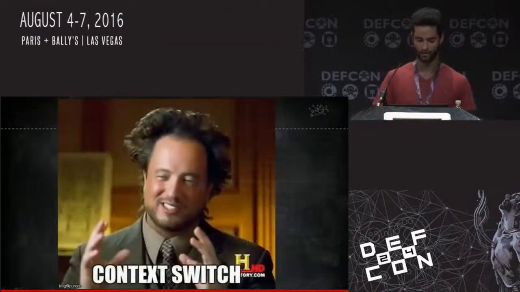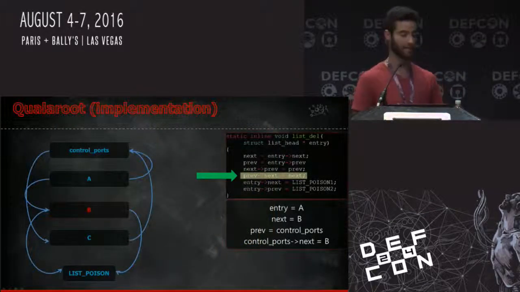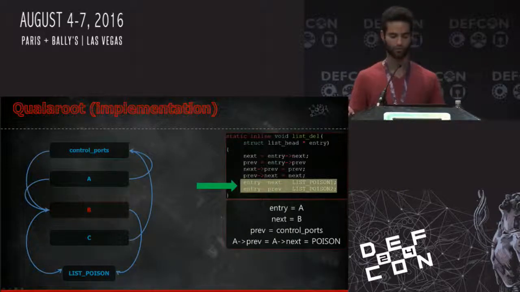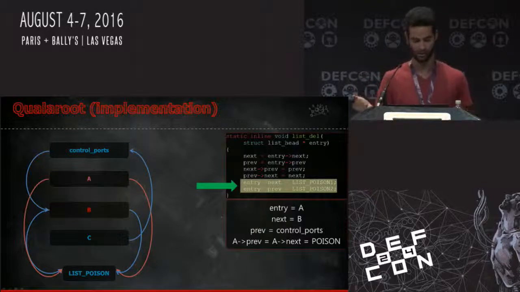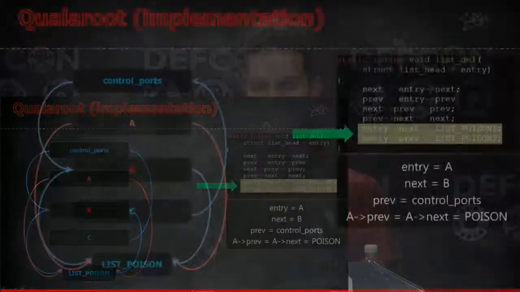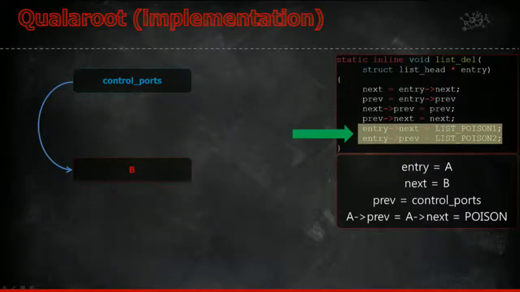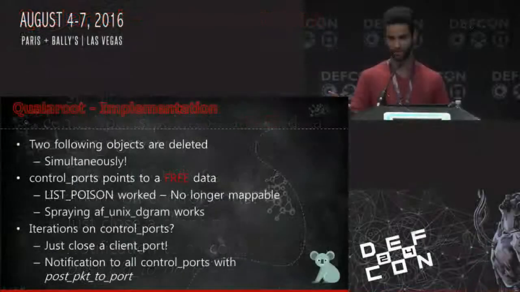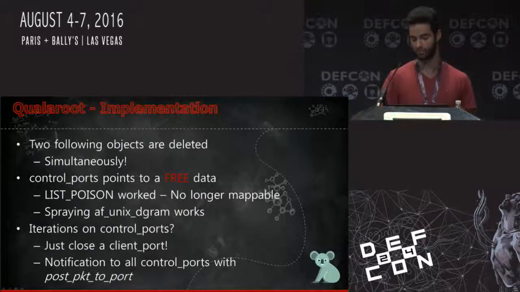And now, going back to A, we take care of A's pprev, so control ports next equals B. And just like B, A is removed from the list, it will now point to poison, and that's it. So if we remove all the unused objects in this list, you get this. So the list now points to freed data, reclaimable by kernel heap spraying. So we just use Unix datagrams to spray that.